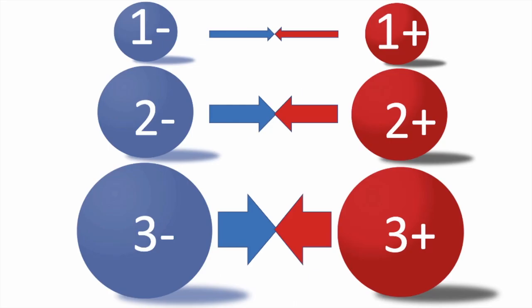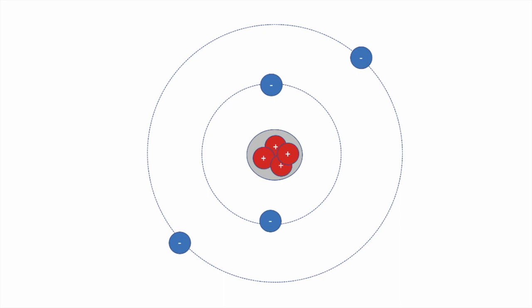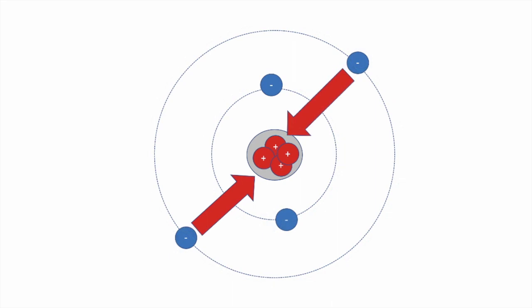Remember from a prior video that the greater the charge, the greater the force of attraction. The greater positive charge pulls in the electron shell. It pulls it a little closer than it was in the lithium atom. Therefore, the atomic radius is a little bit smaller.